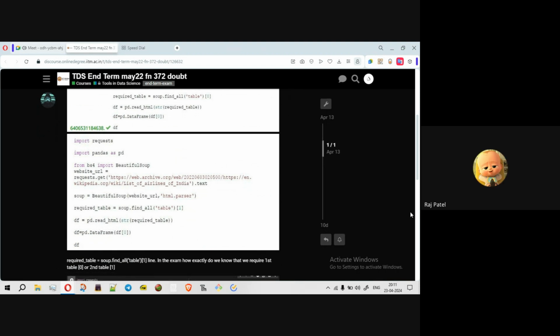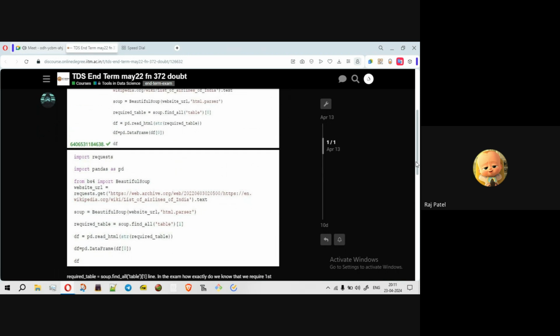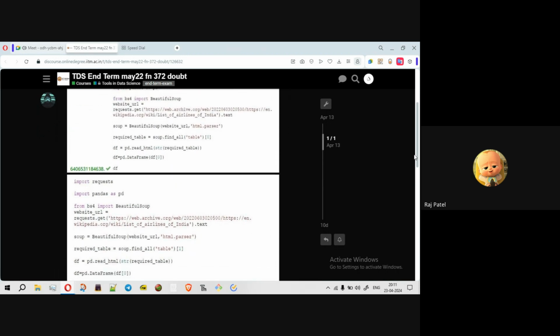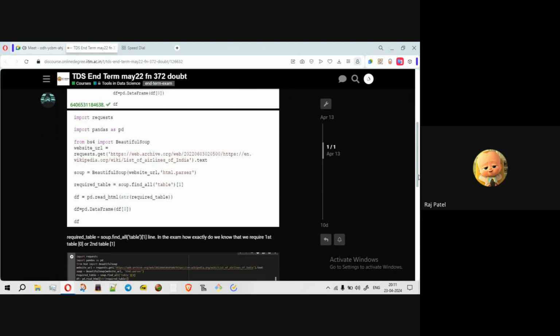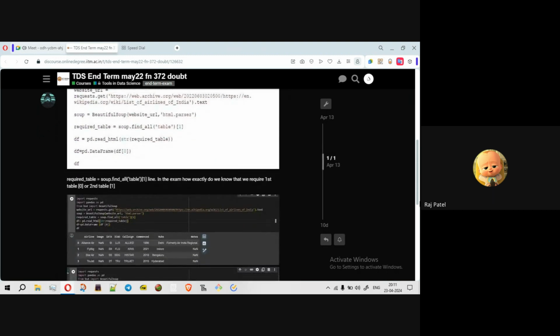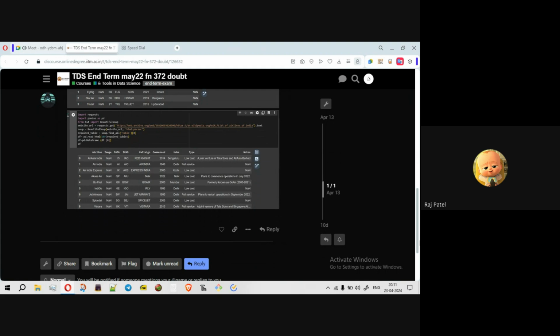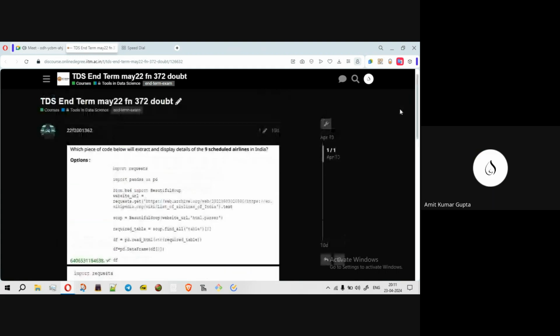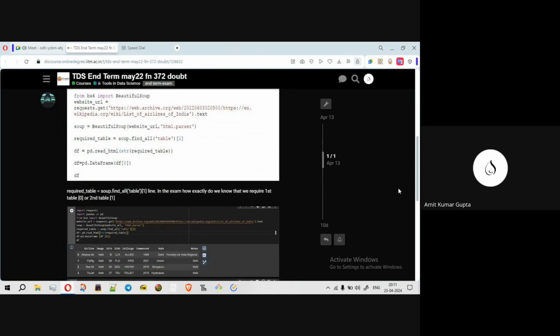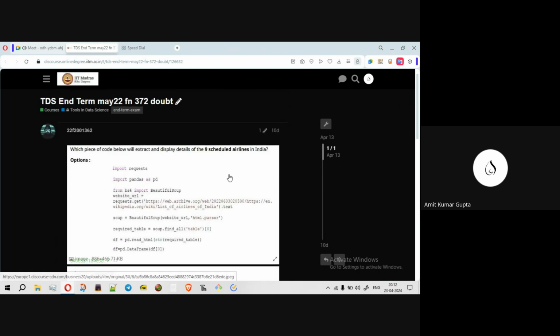The only difference is that the first one sets the table index to 0, and the second one sets it to 1. I checked the code below, but there is no mention in the question that you have to use table 0 and not the first. So that's my doubt. Yeah, it is not given anywhere in the question.